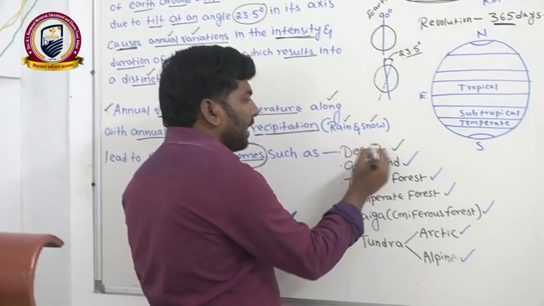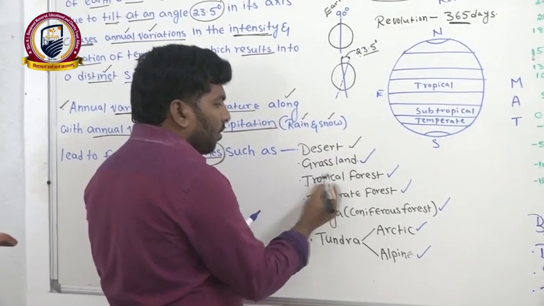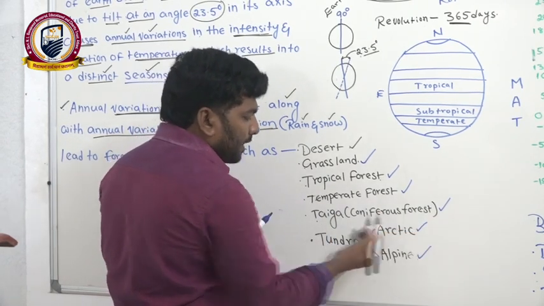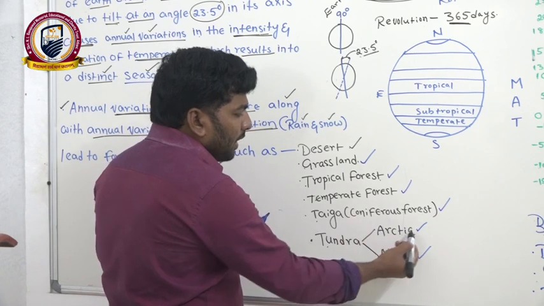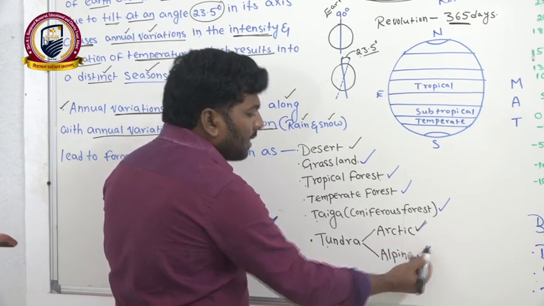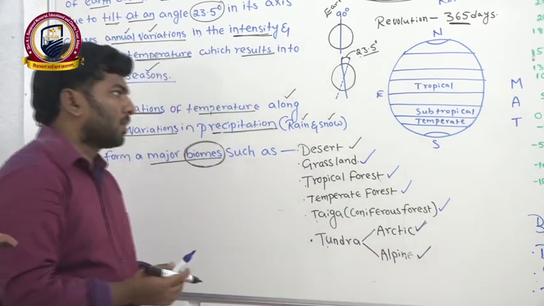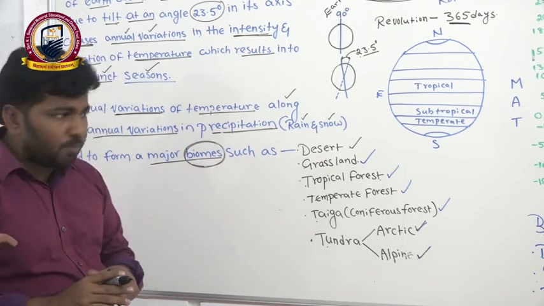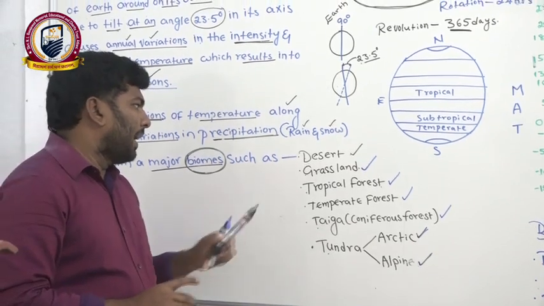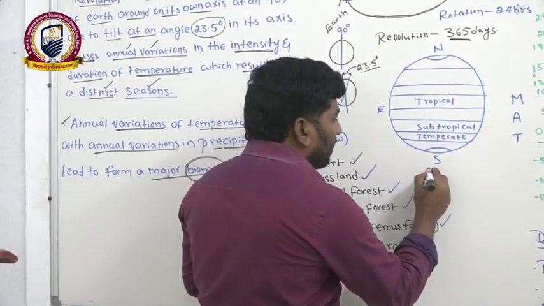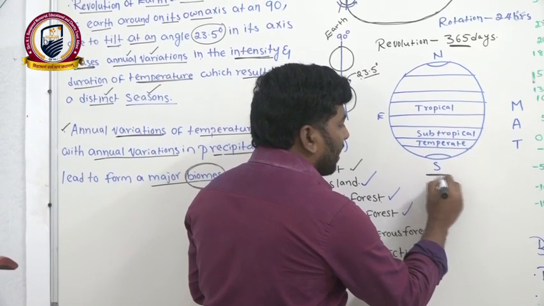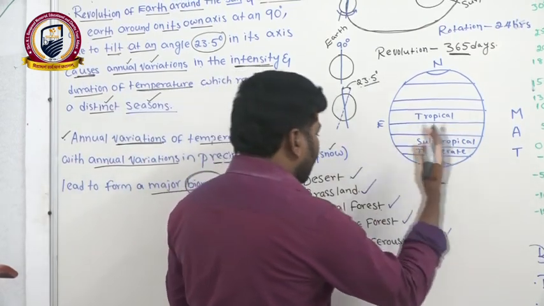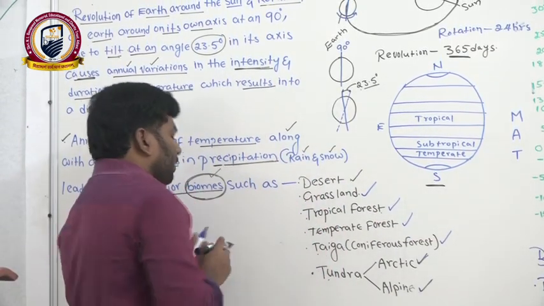That is desert biome, grassland biome, tropical forest biome, temperate forest biome, taiga biome or coniferous forest biome, and tundra biome, that may be Arctic tundra biome or else alpine tundra biome. Now, to get an idea about these different types of biomes, first we will have a little discussion on the earth. We'll get an idea about this, then we can move on to discuss the biomes separately.